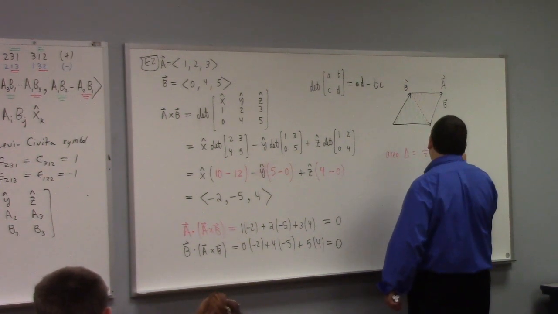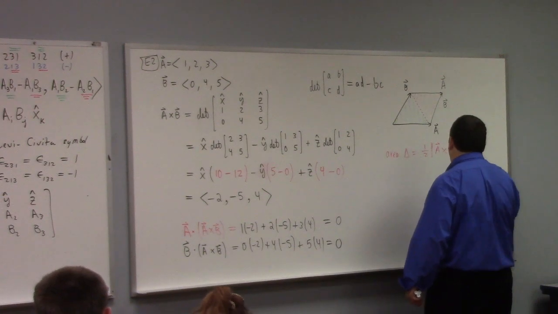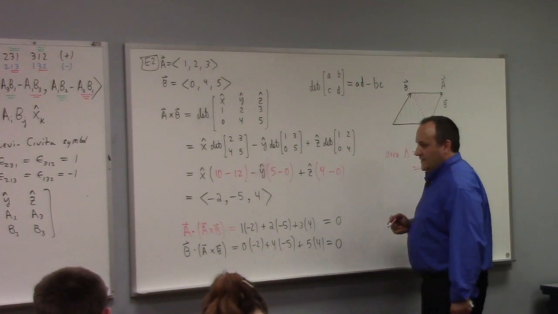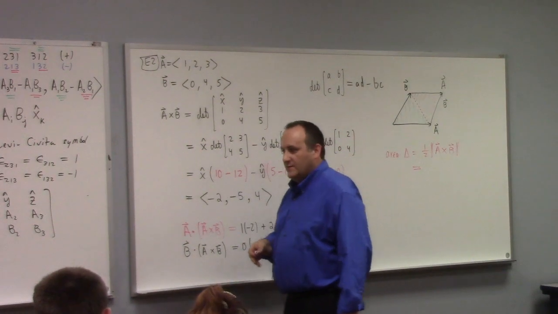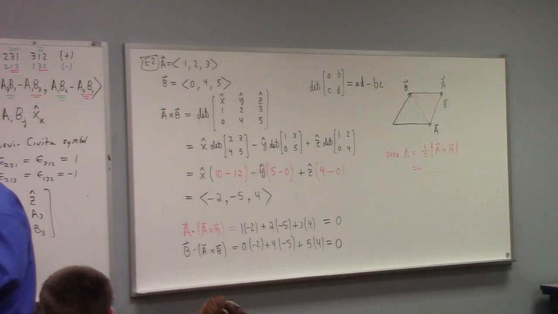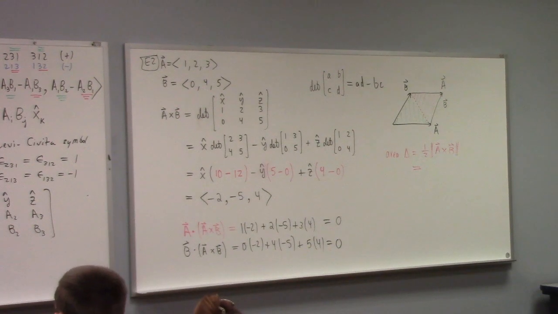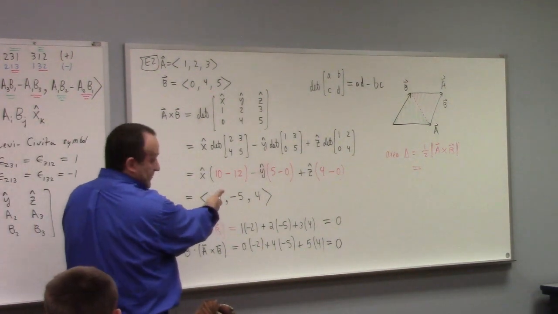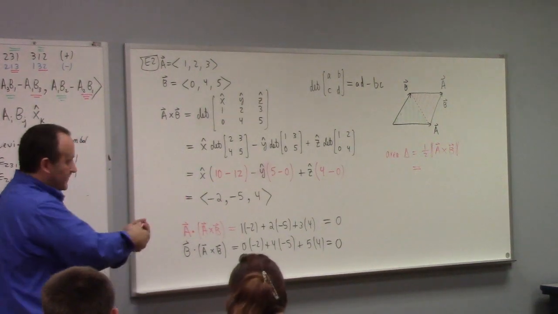Now what is the magnitude of A cross B? AB sine theta, you're not wrong, but do we know theta? We don't. So we do have A cross B right here. What's the length of A cross B?